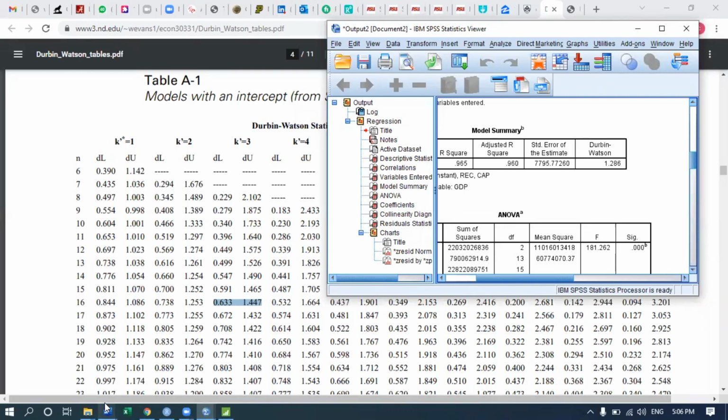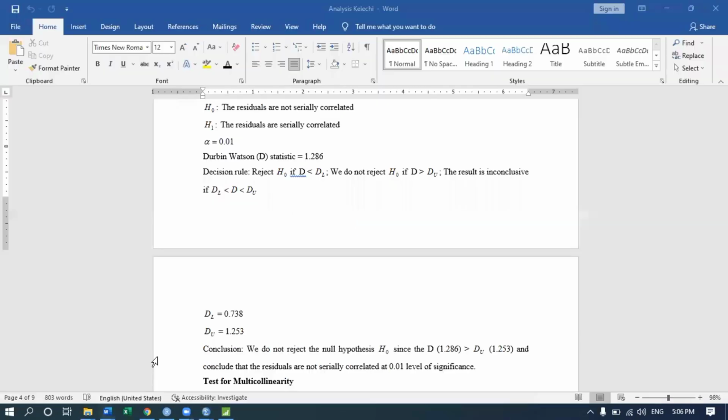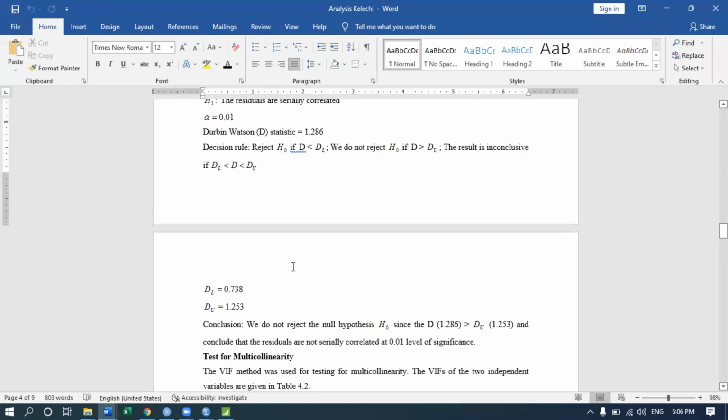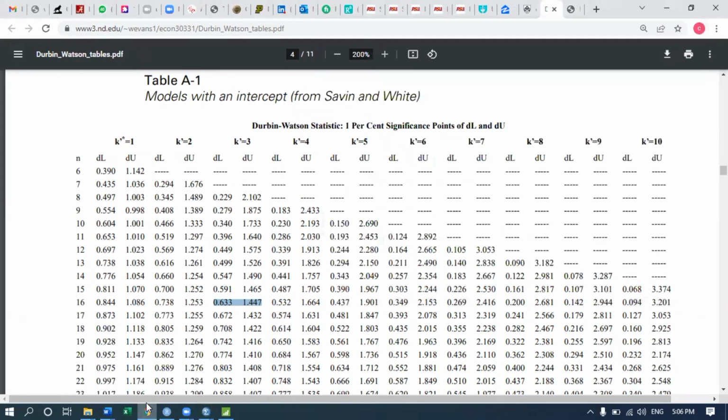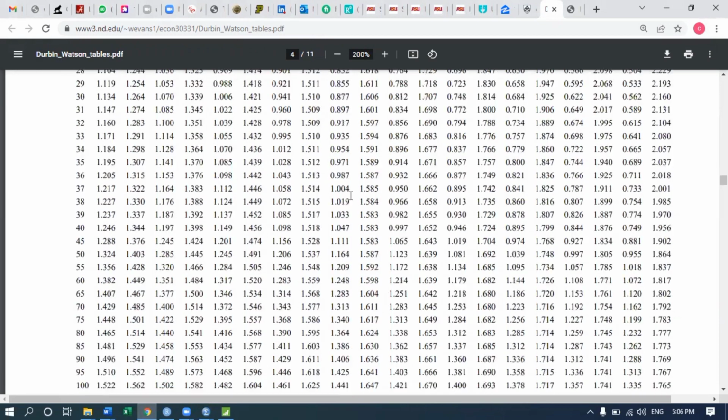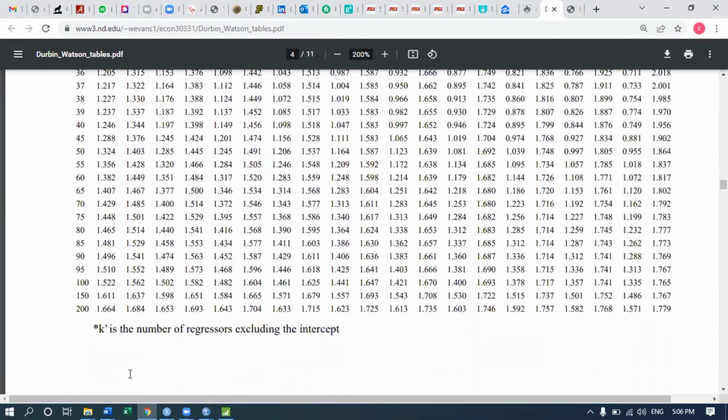So let me see what I did here. Hope I did the right thing. 1.253. Model with an intercept. Okay, maybe I made a mistake. Let me see. Okay, no. Okay, look at this, please.